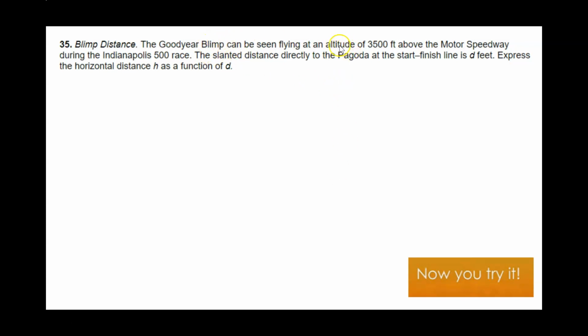So a blimp in altitude 3,500. Altitude means vertical, so I know this is going to be my height. Indianapolis 500 race. The 500 has nothing to do with this problem because that's the title of a race. And the other thing I want to mention too, express the horizontal distance as a function. So this one here, I'm not looking for a specific answer, like the answer is going to be 10 or 100, 1,000. It needs to be expressed as a function. So my answer should look like an equation.